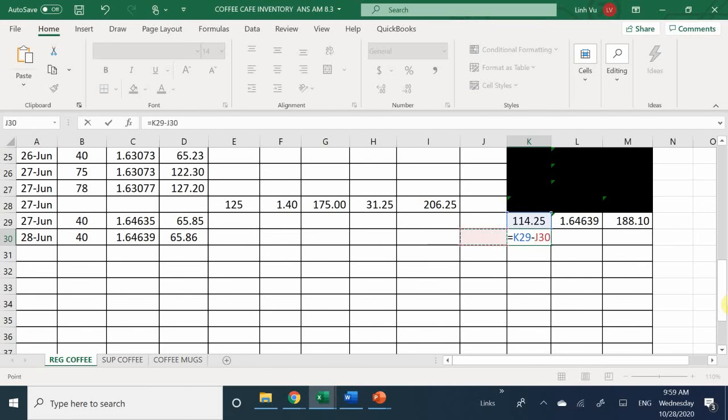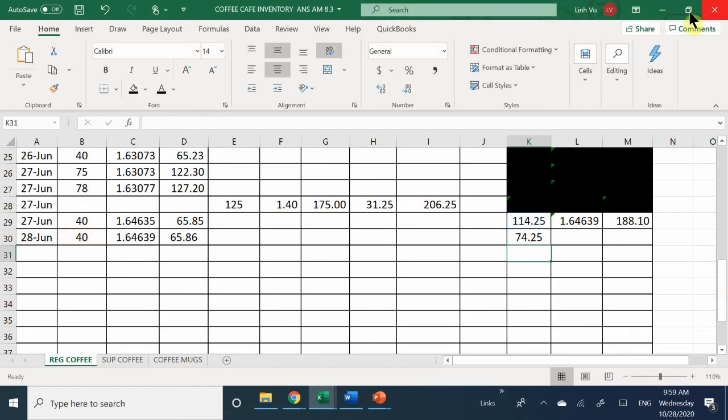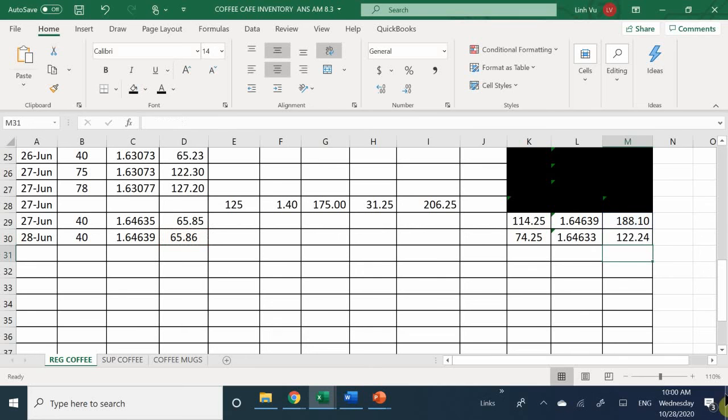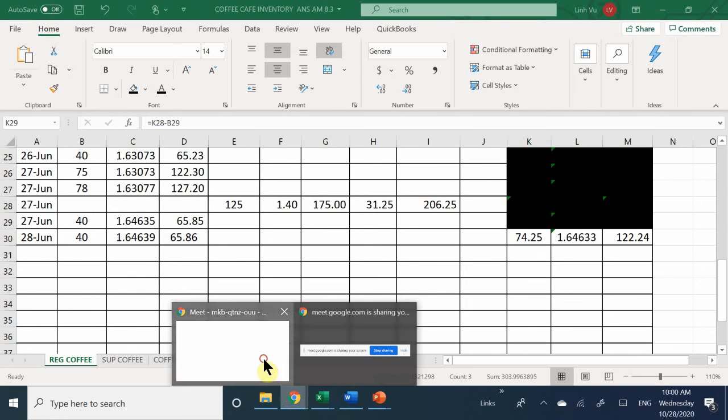114.25 minus 40. That's 74.25. 74.25. 10 minus 65, 122.24. 122.24. And the new cost is 1.6463299, which is 5 decimal points.